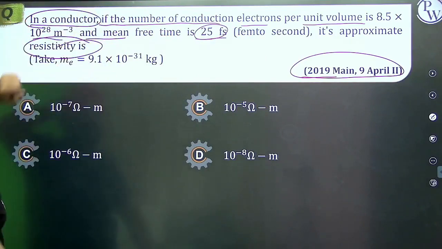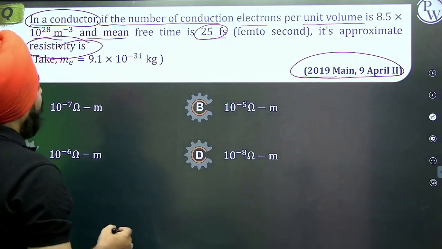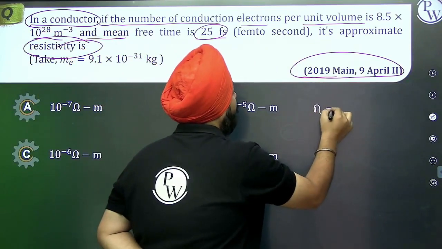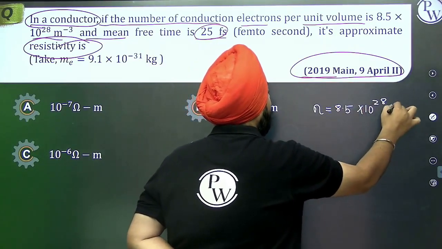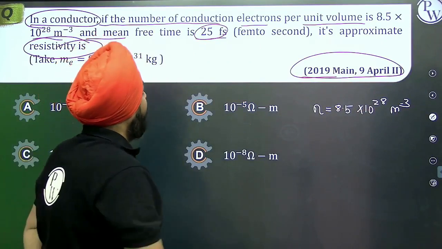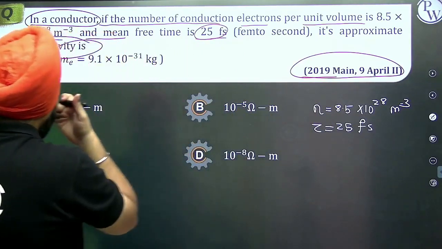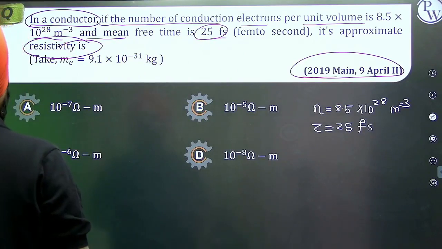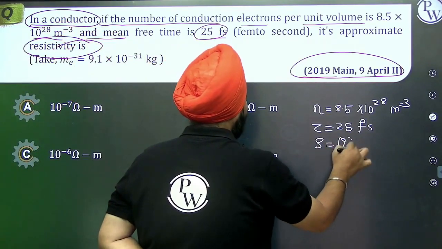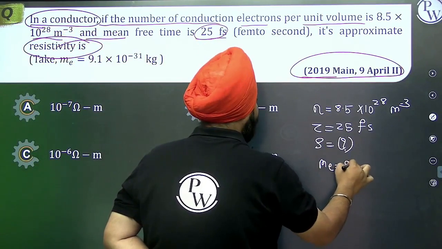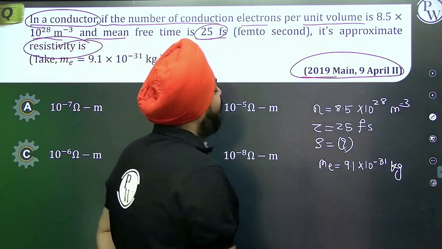Okay. See, what I told you all, whenever long data is given, just write it down. If the number of electrons per unit volume is 8.5 into 10 to the power 28 per meter cube, and the mean free time is 25 femtoseconds, approximately what will the resistivity be? Right, we need to calculate the resistivity. The mass of the electron is given as 9.1 into 10 to the power minus 31 kg.